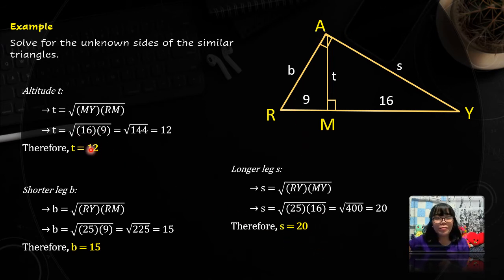So these are the measurements of the sides of our given triangle. You can always use the properties of special triangles in order to solve for the measurement of each side of our triangle. Okay?